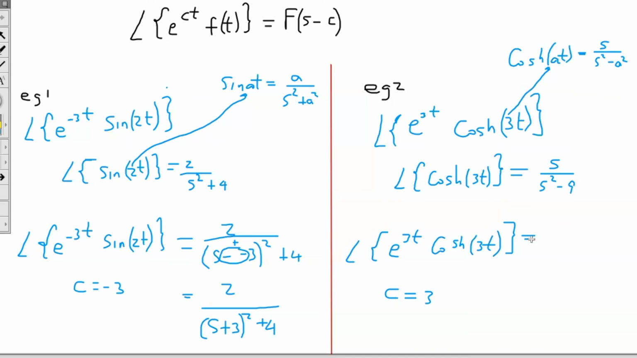So what I will have here is s minus 3 over (s minus 3) all squared minus 9. The difference is that here we have s in two places, so I have to subtract 3 from it, and the 3 is coming from the coefficient of t in the exponential. While in the previous example, we had s in one place, and since c is minus 3, I subtracted minus 3 and it became a plus.